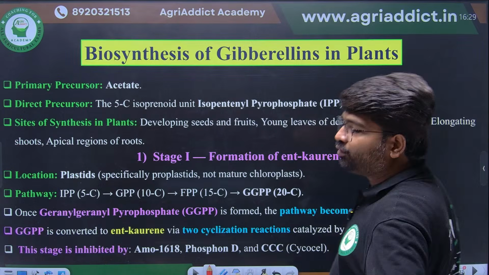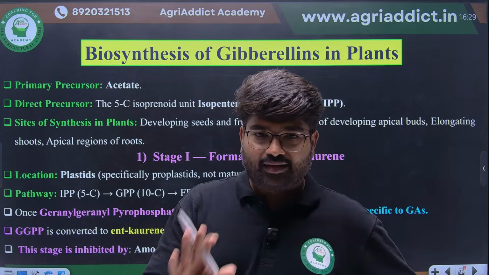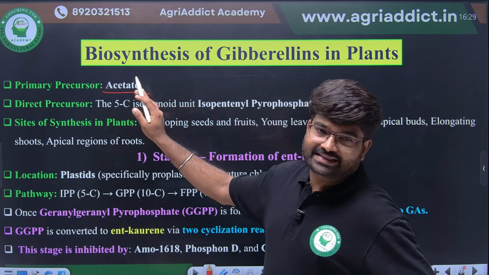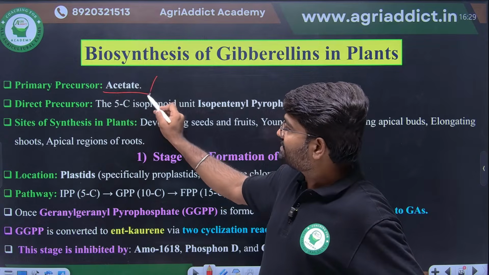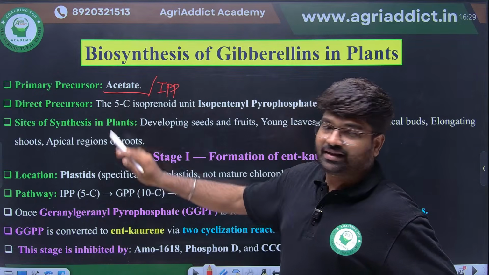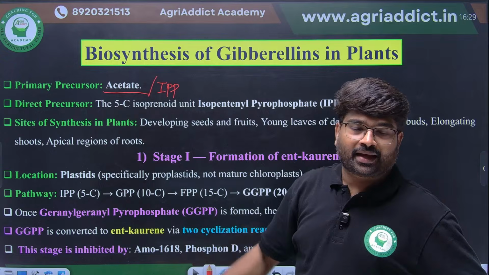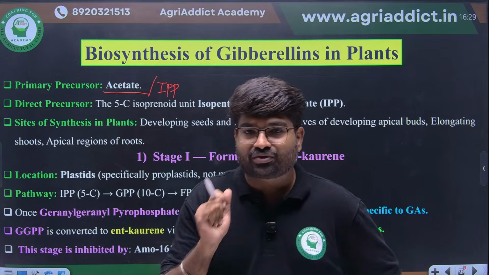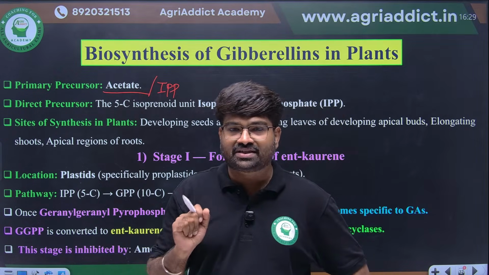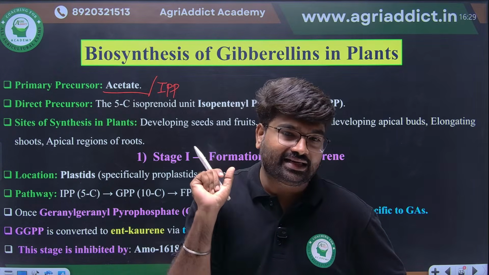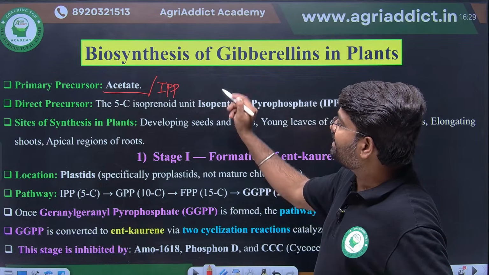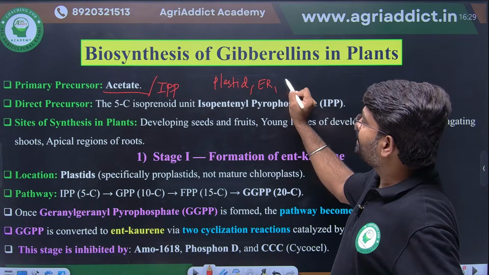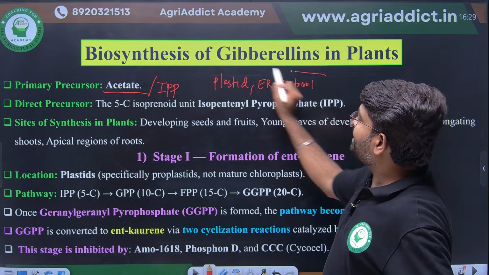Now we are going to see the biosynthesis. In biosynthesis, what is the important point I am going to say? The precursor for gibberellic acid biosynthesis is acetate, or else we can also say IPP. Three molecules of the five-carbon chain will be bound to form IPP. So acetate or IPP is the precursor. And the second most important question they will ask from gibberellic acid biosynthesis is, what are the organelles involved? The first organelle involved is plastid. Second, endoplasmic reticulum, and third is cytosol.